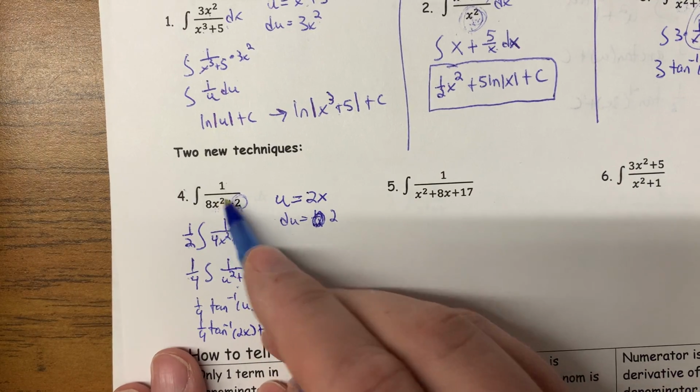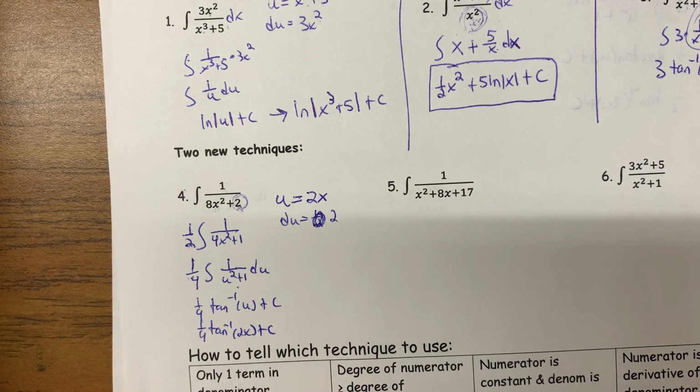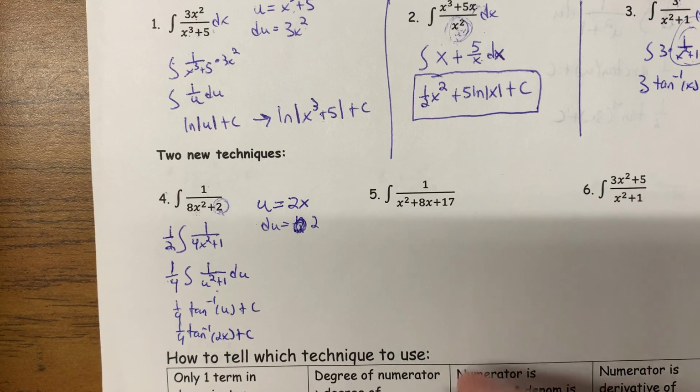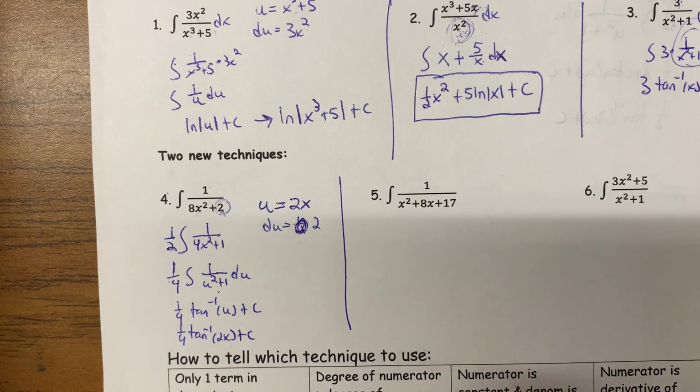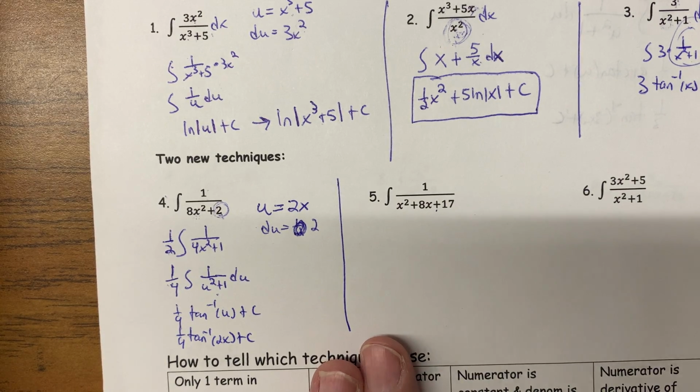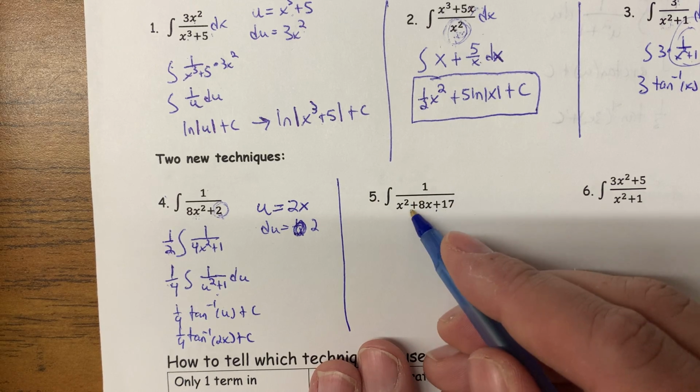But now we can actually get arctangent ones using u substitution. Okay, so let's practice this on another one and see if you can do it all the way on your own. Hopefully that went well for you. And now let's look at a new one.